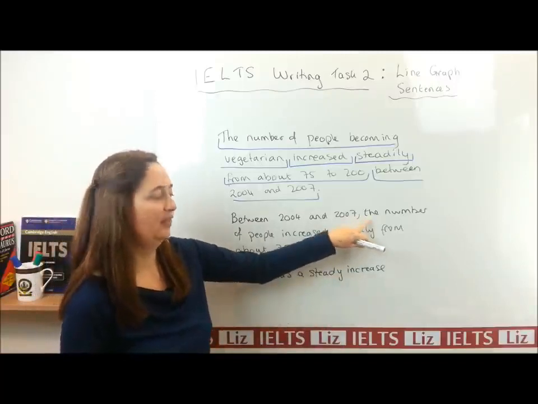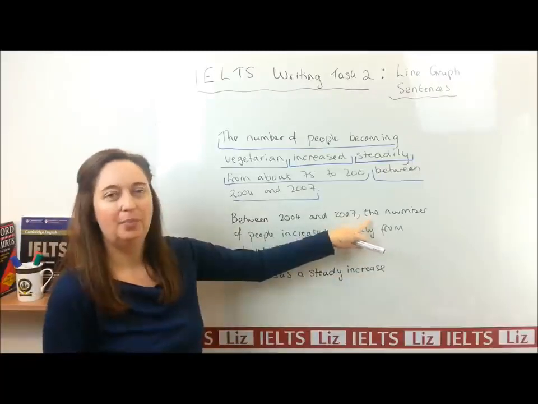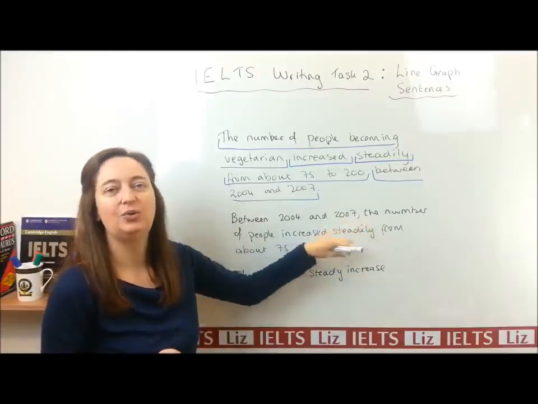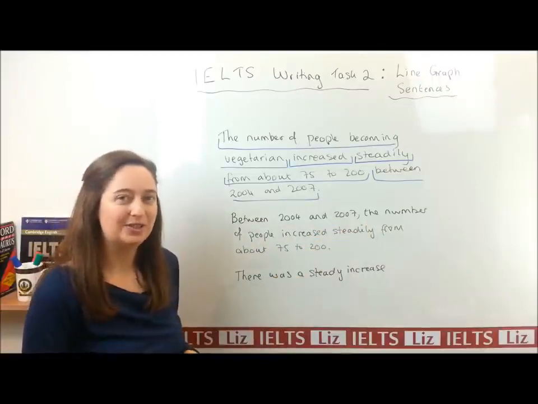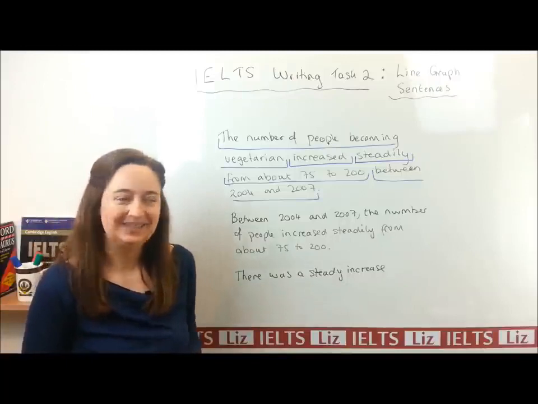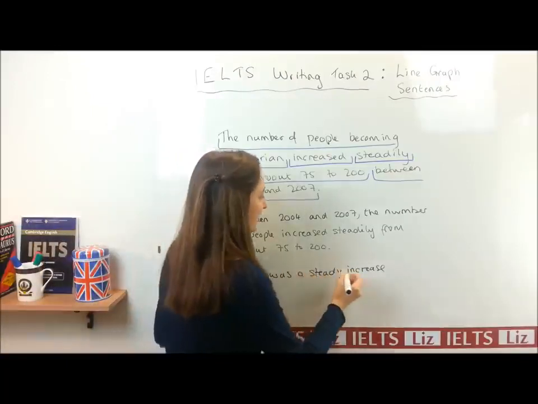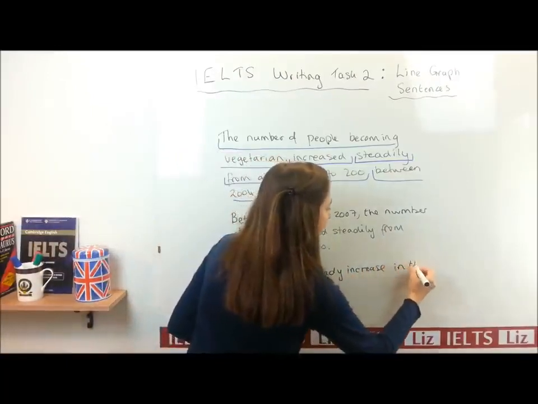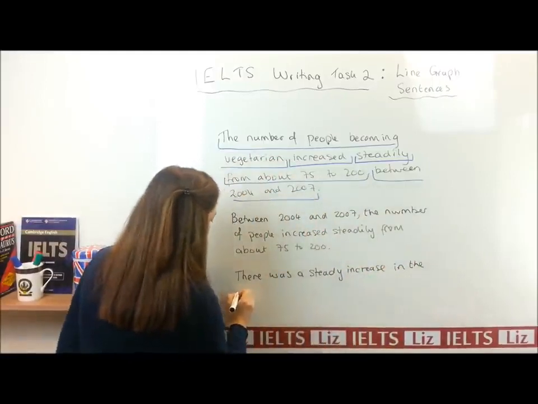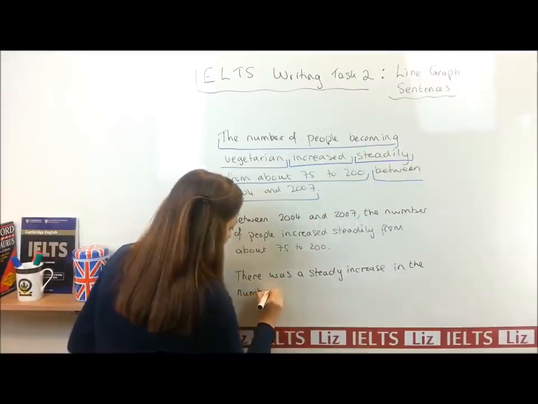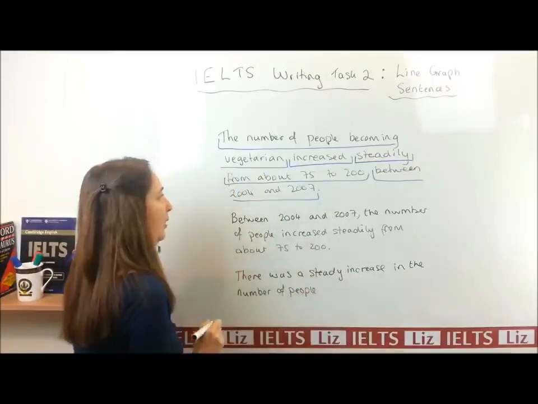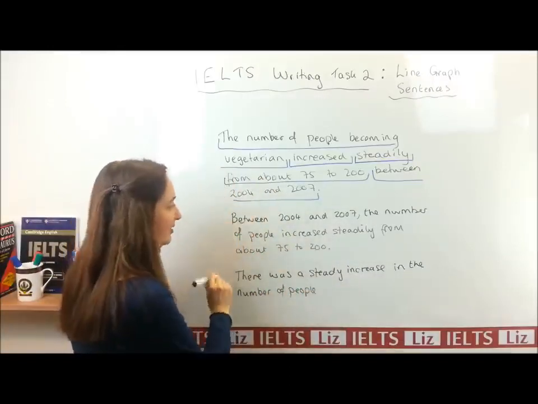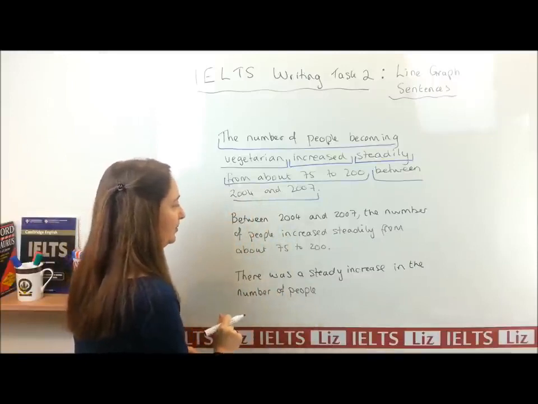Now we need to give this information. But to do that, we need to use a preposition first. And the preposition is in. So there was a steady increase in the number of people. And we could say becoming vegetarian if we want to develop that.